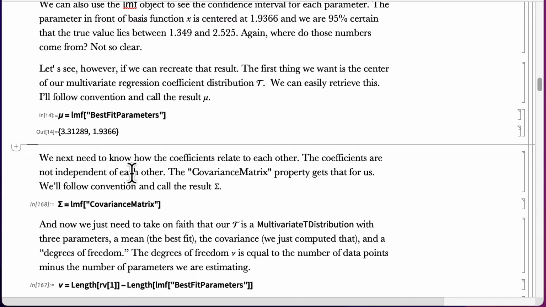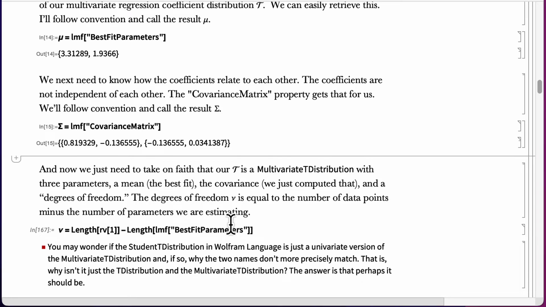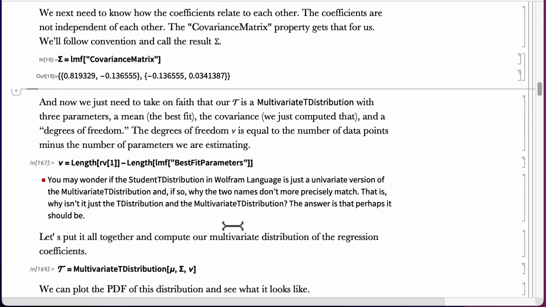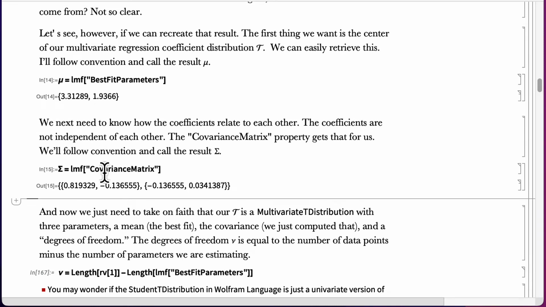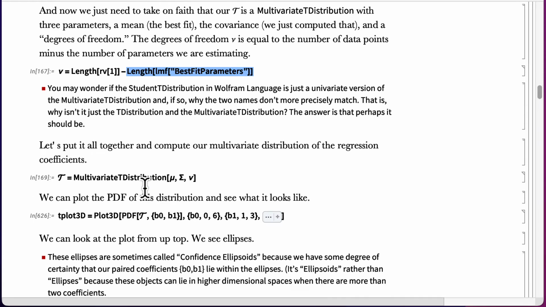So to learn how the parameters relate to each other, we're going to use a property we haven't seen before called the covariance matrix, and I'll assign that per tradition to the symbol sigma. By the way, that's a mu, so one thing you learn in this course is your Greek letters. And then the only other thing we have to do is you have to take something on faith. That is that T should be a multivariate T distribution, and it should be a multivariate T distribution with 3 parameters, a mean, a covariance, and something called degrees of freedom. And you're going to have to trust me that the degrees of freedom are the number of data points minus the number of parameters.